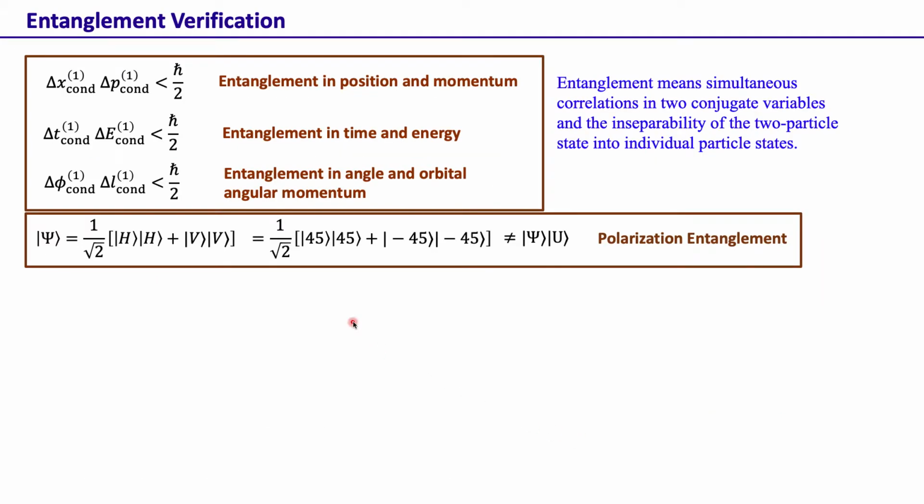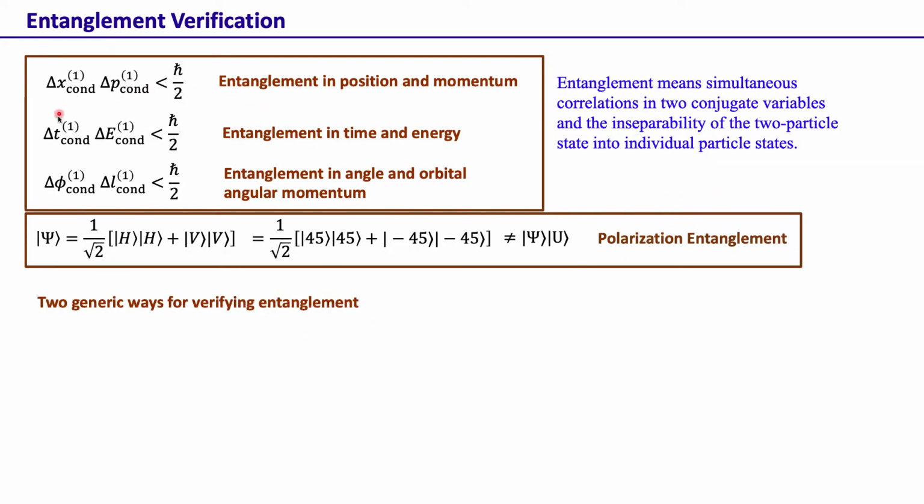So from Einstein's arguments and from Bell inequality, we understand that entanglement means simultaneous correlation in two conjugate variables and the inseparability of the two particle state into individual particle states. Again, these two are not independent conditions, but they are interdependent. So we have seen three kinds of entanglement. These are for the continuous variable: entanglement in position momentum, in time energy, in angle and OAM, and then we can also have polarization entanglement. Again, we have the simultaneous correlation in two conjugate bases, and also that the two particle wave function is inseparable.